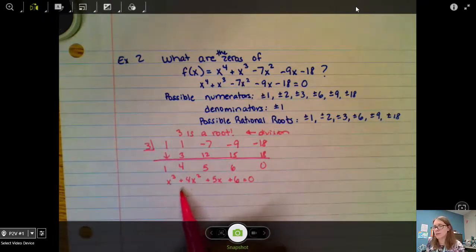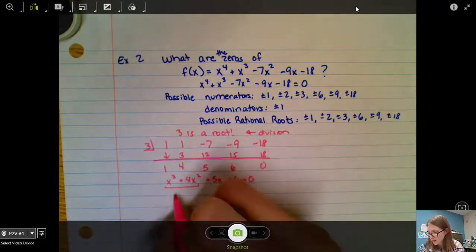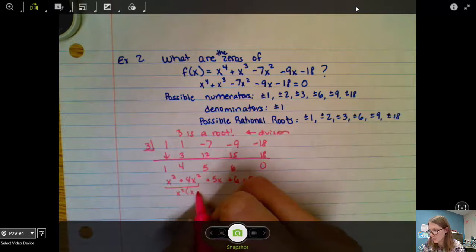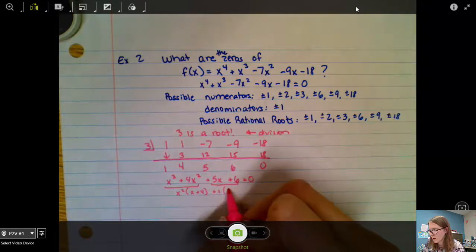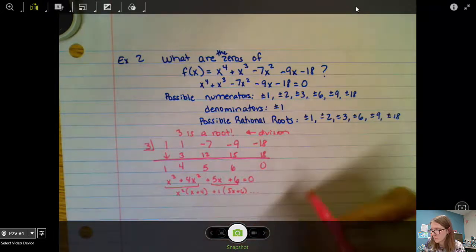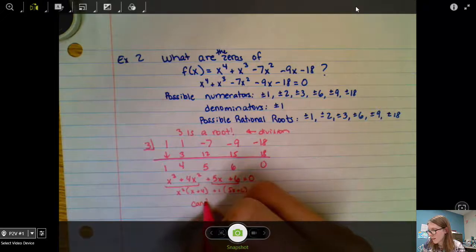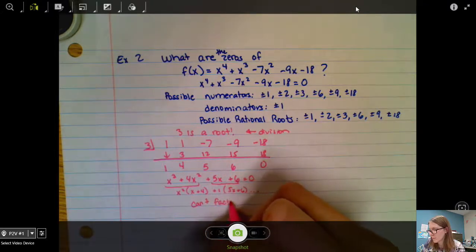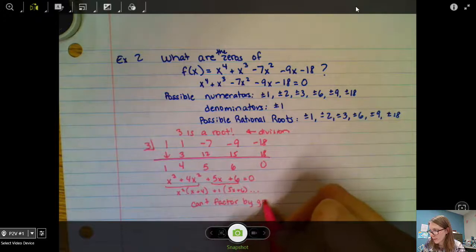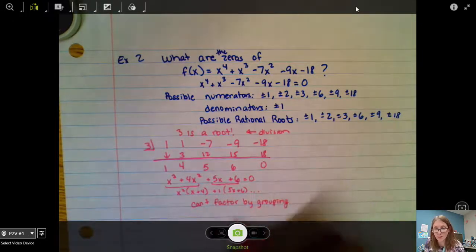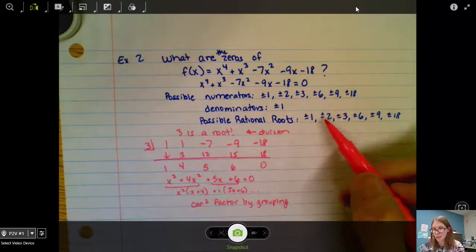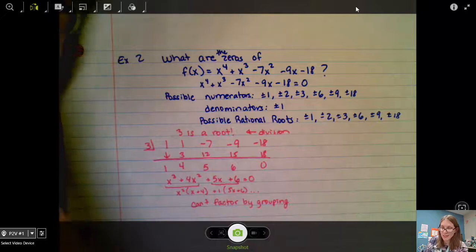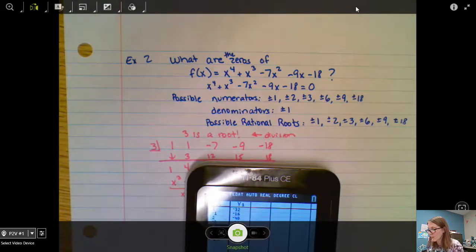I have 4 terms, but this isn't going to group, because these terms have x squared in common, x plus 4. These guys, the only thing they have in common is 1. We can't factor by grouping. And since I don't know any other strategy to solve this, let's go back to our rational root theorem. We already checked the 1s, we already checked the 2s, we already checked 3. Let's keep going and see if we can find another root.